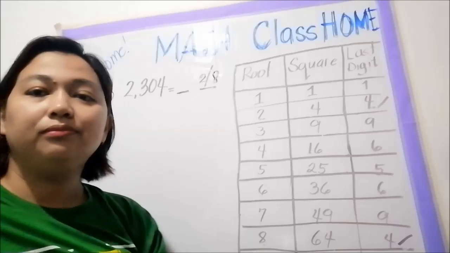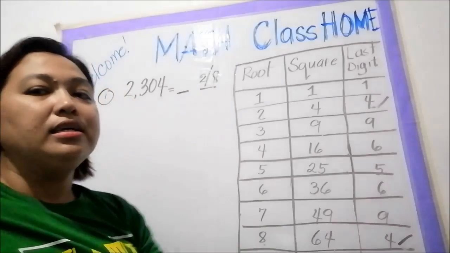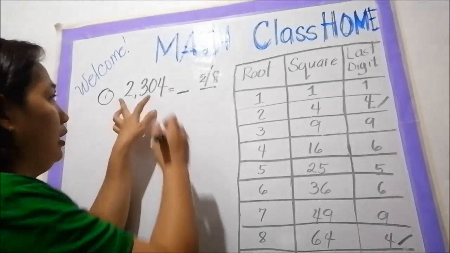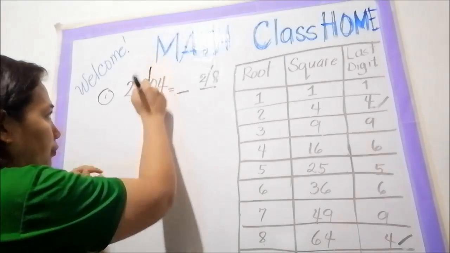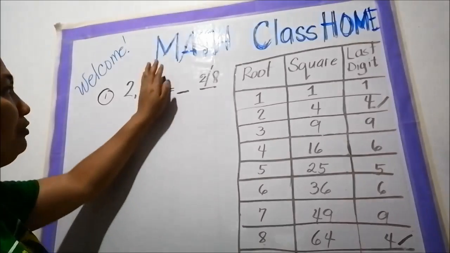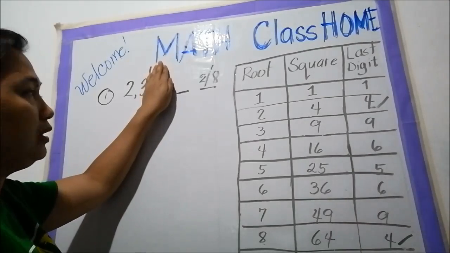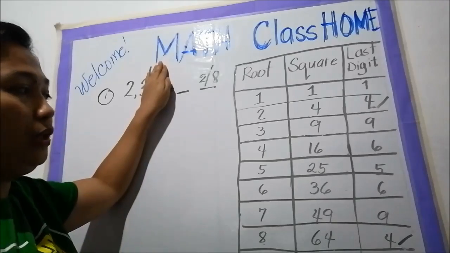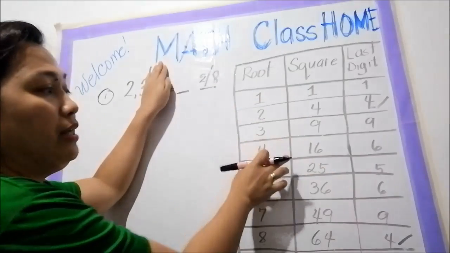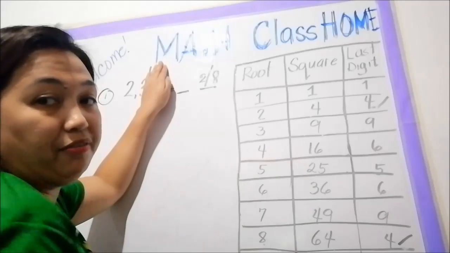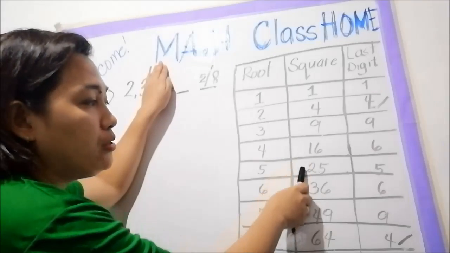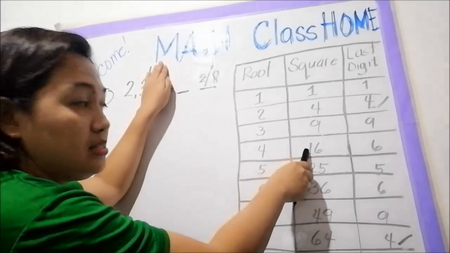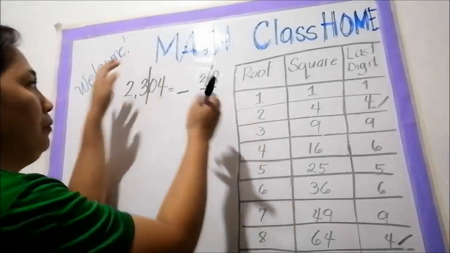Get it? Good. Second step. You have to divide the four digits into 2. So you have to disregard this first. So you have here 23. 23 is between 16 and 25, right? So we have to consider the lower number. That is 16. And 16 has a square root of 4.